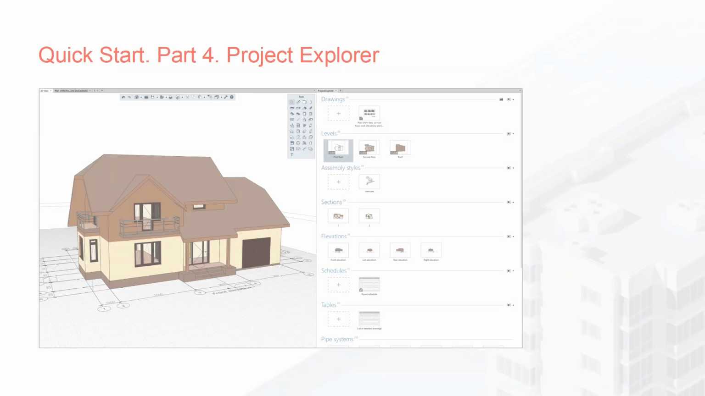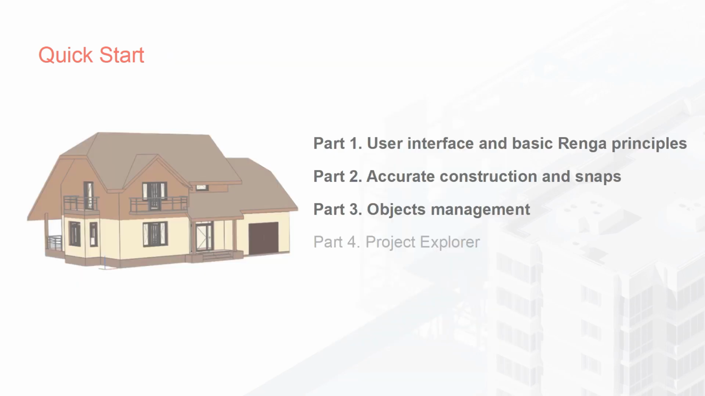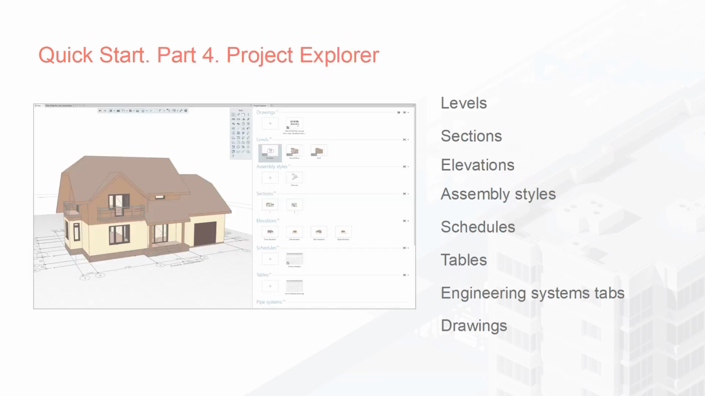This video is the fourth in the Quick Start series of lessons. We recommend that you take the lessons, Part 1, User Interface and Basic Renga Principles, Part 2, Accurate Construction and Snaps, and Part 3, Objects Management, first. In the fourth part we will get acquainted with the project components that are located in the Project Explorer and include levels, sections, elevations, assembly styles, schedules, tables, engineering systems tabs, drawings.